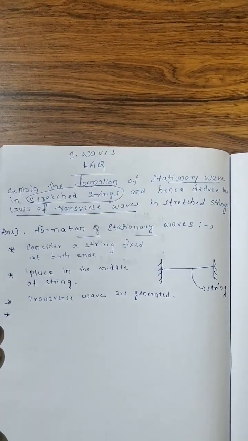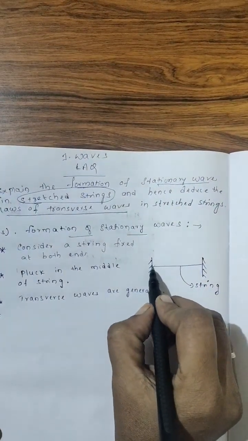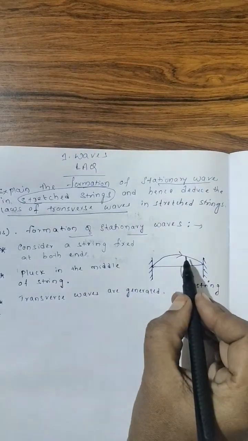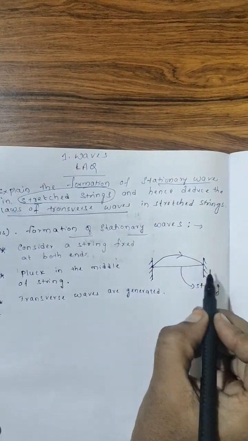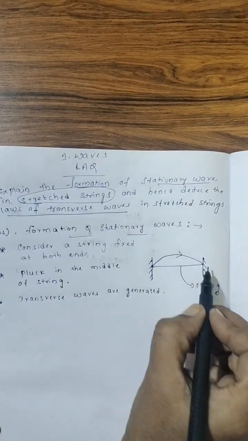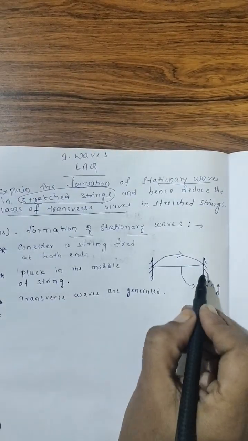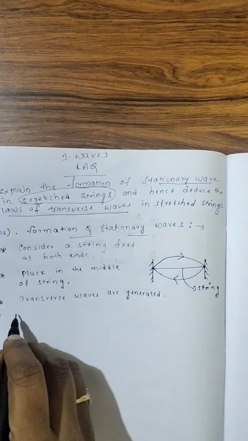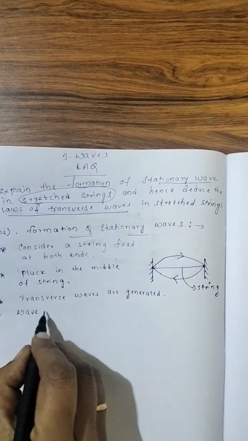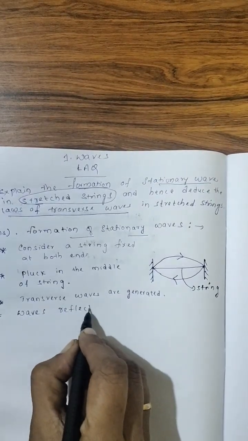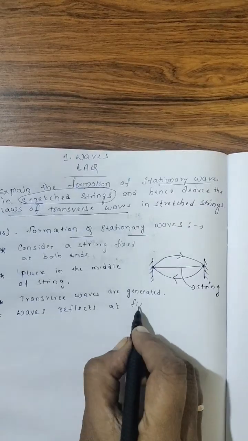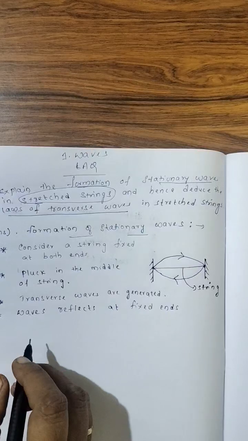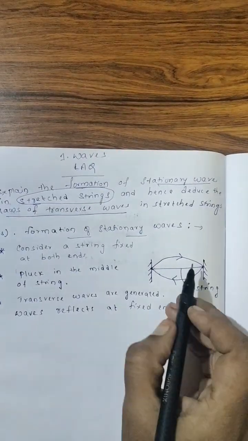So now, this transverse wave travels in such a way and reaches the other end. This we call incident wave. And here, as this is a fixed end, it reflects back. So in such a way, what happens? This wave reflects at fixed ends. Now see how these waves are.